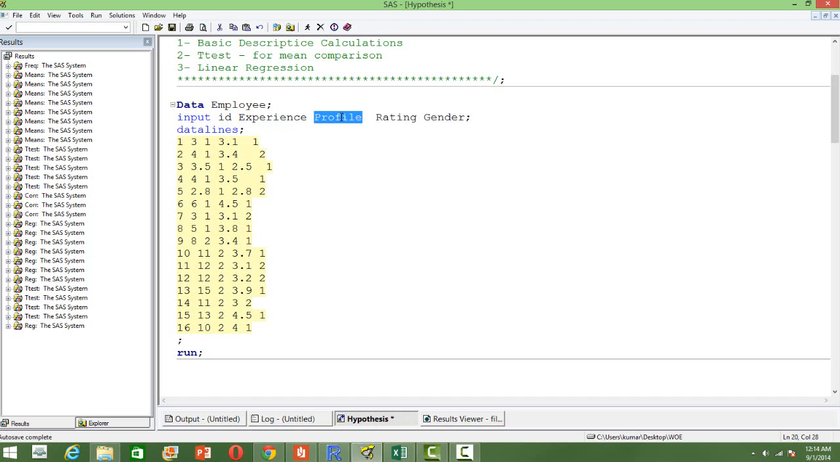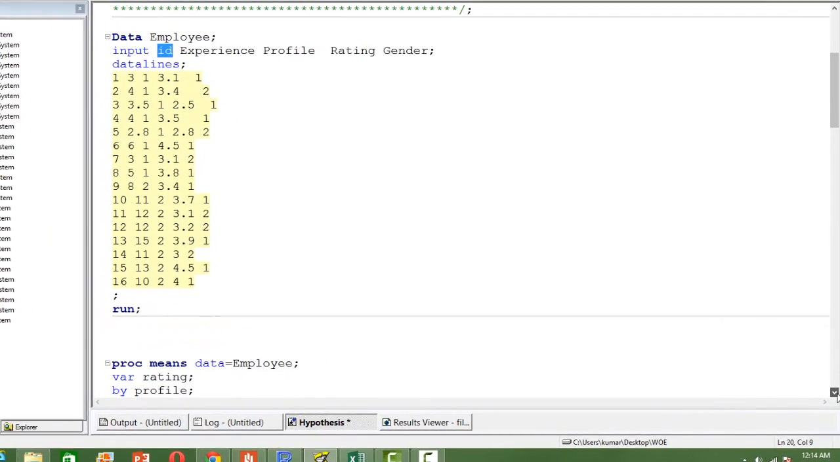And I've got 2 profiles, one and 2. So one is the junior profile and 2 is the senior profile. So what kind of data do we have? Well, experience is continuous data. Rating is also continuous data. Whereas profile and gender both are class variables, right? They are not continuous variables. And ID is just a unique ID. We're not going to use it as a variable that explains something. So that's just a unique ID.